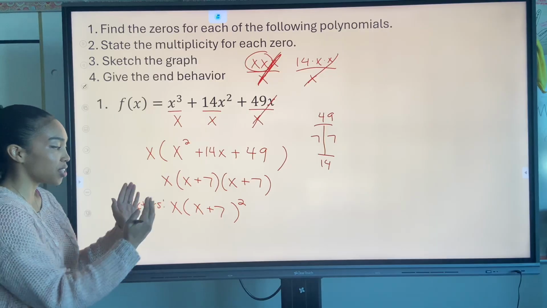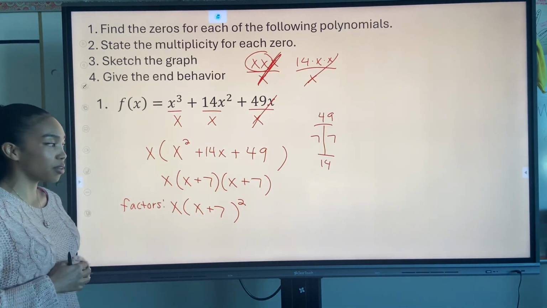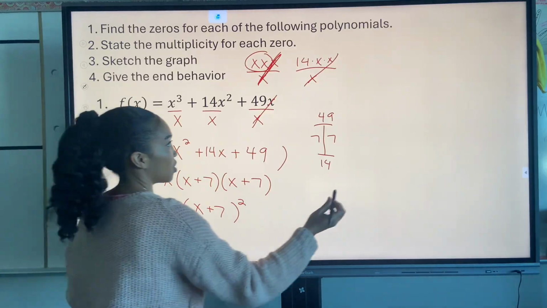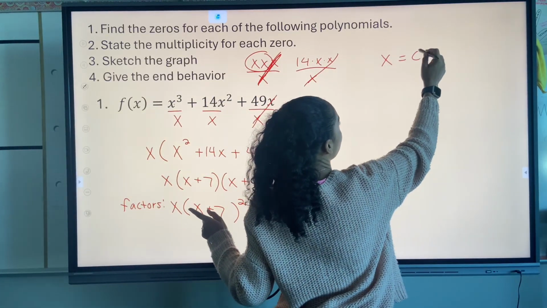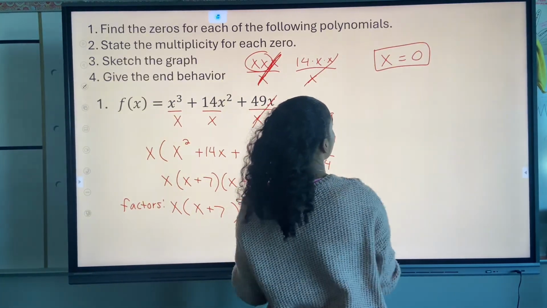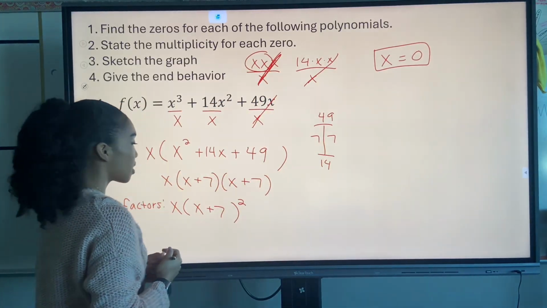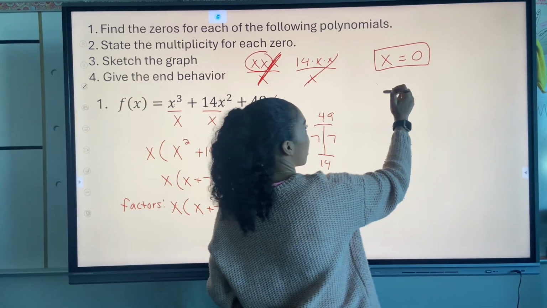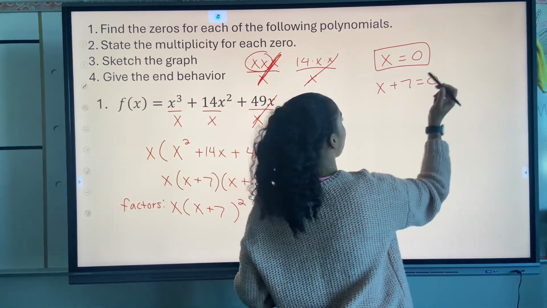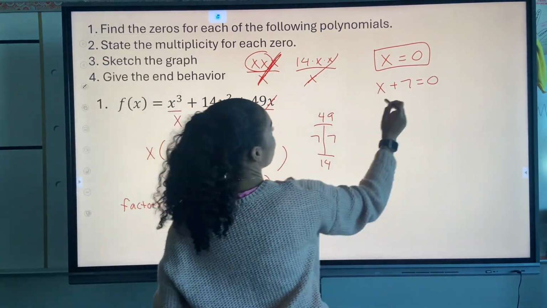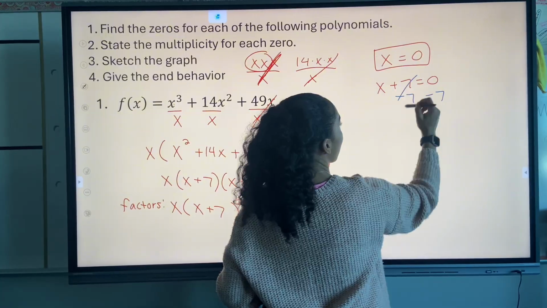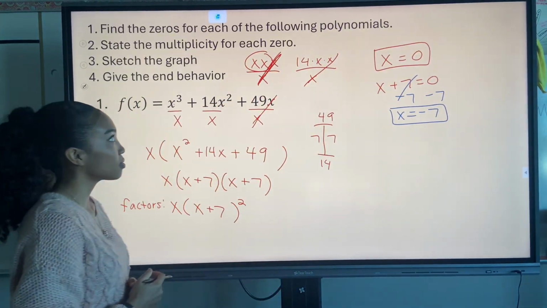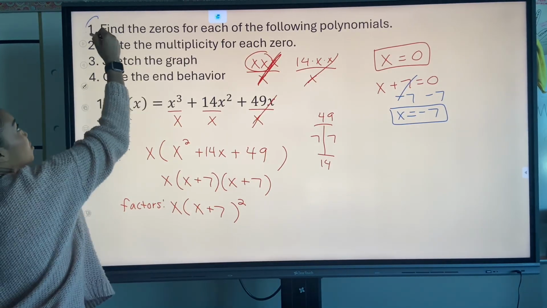What you do is you set each factor equal to 0 and you solve it, okay? So this first factor is x. If you set it equal to 0, it's just x equals 0. So that's one of your zeros. Next, let's set x plus 7 equal to 0. X plus 7 equals 0, and then we'll solve. So if you subtract 7 from both sides, you get x is negative 7. That is your other 0. Okay, so we found the zeros.